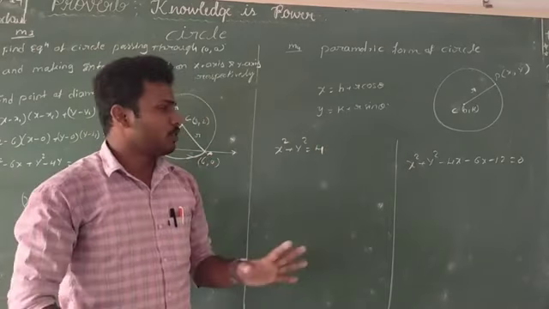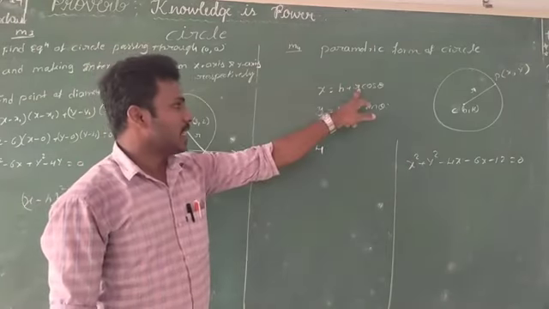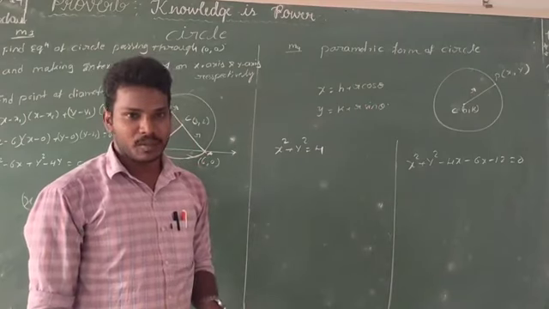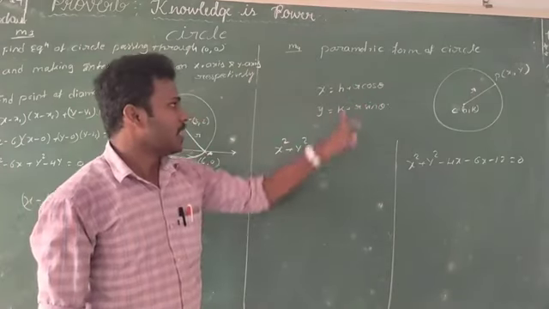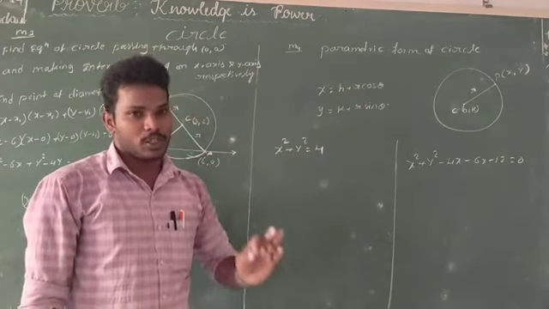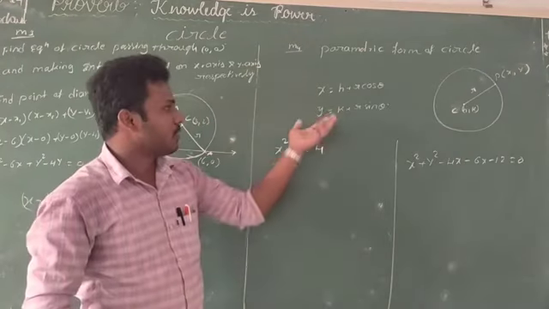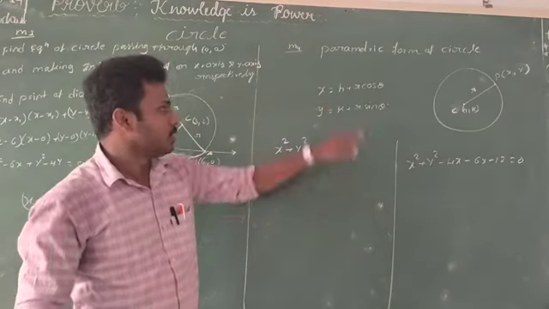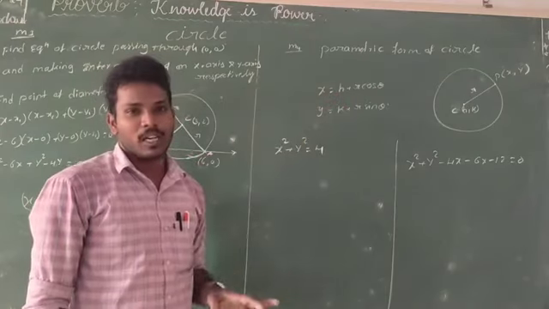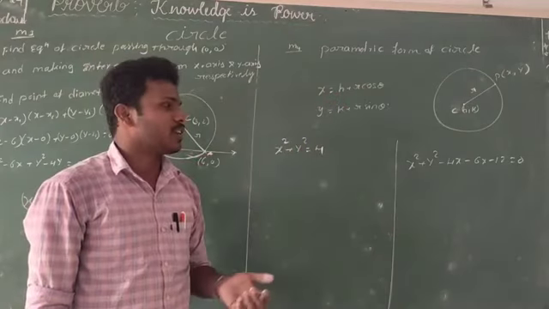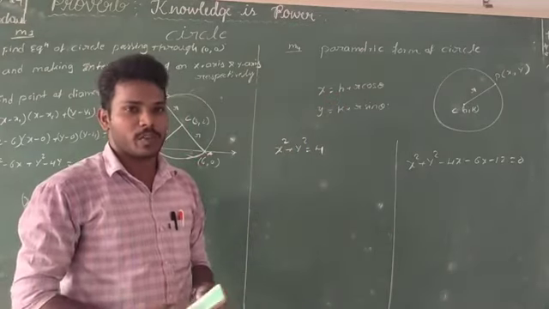So we must find the radius of the given circle and the center of the circle. If we know these two things, definitely we can apply the parametric forms here. So the radius and the center of the circle, these two we need to find first.